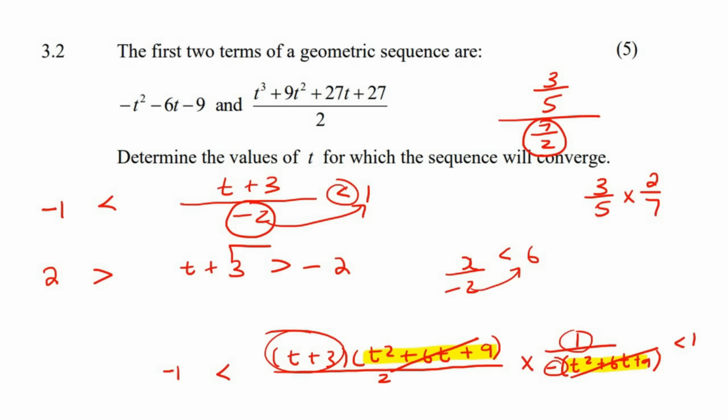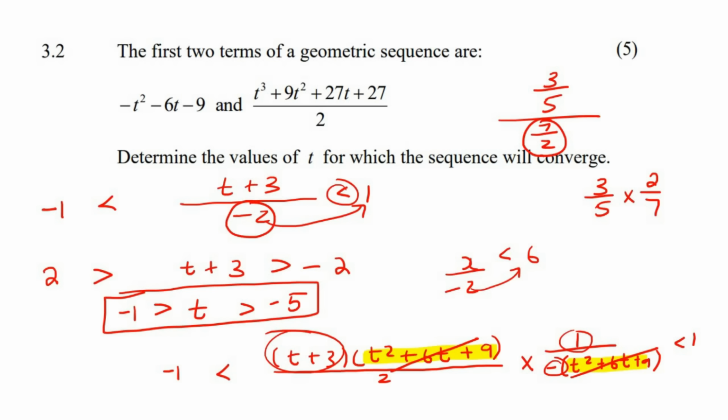Now we just take the 3 to the right and we take it to the left, and what that then means is that we end up with t is greater than -5, but smaller than -1, because I took this plus 3 over to the other side, so it became 2 minus 3, which is -1. And so this would be our final answer.